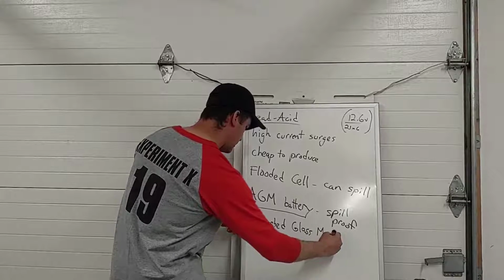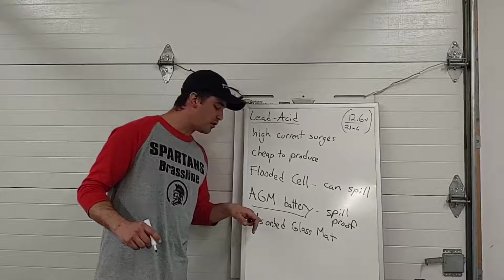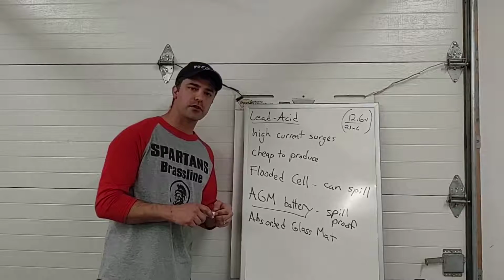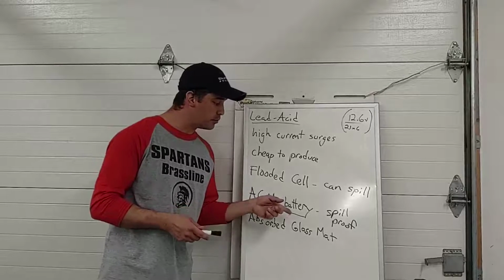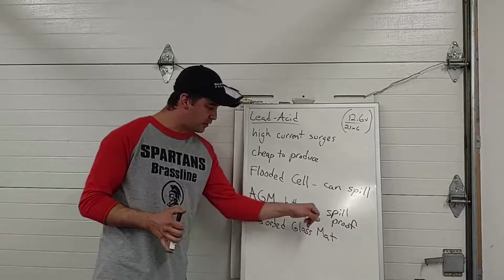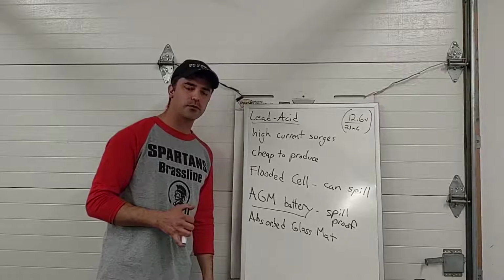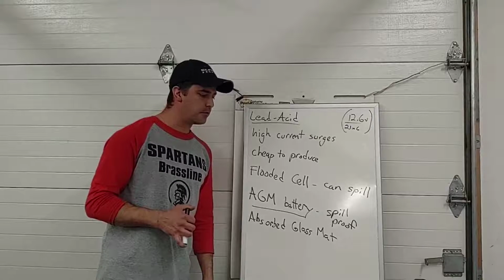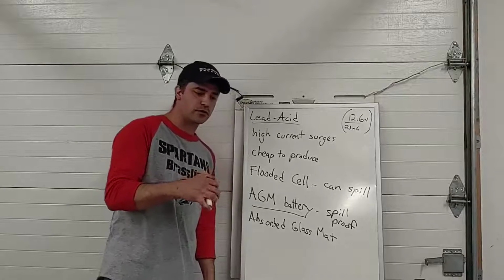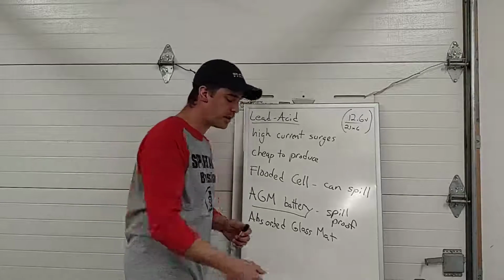AGM or absorbed glass mat batteries are very popular with cars where the battery is not under the hood, it's in the passenger compartment somewhere, or it's in the trunk. Because again, it's spill-proof and it doesn't release gases into the area that it's in. They're also popular, because of this spill resistance, in off-road vehicles, ATVs, motorcycles, things that are operated at different angles and elevations. Motorcycles lean way over in corners, and ATVs are operated on rough territory. So AGMs are popular for those applications.